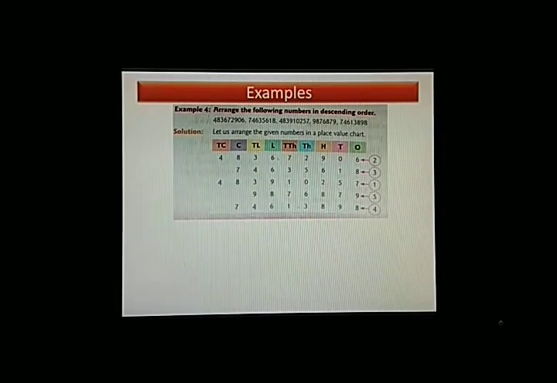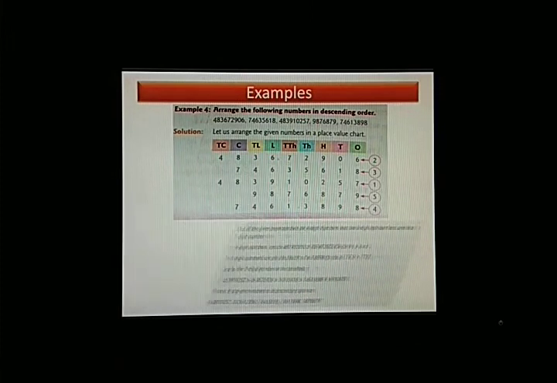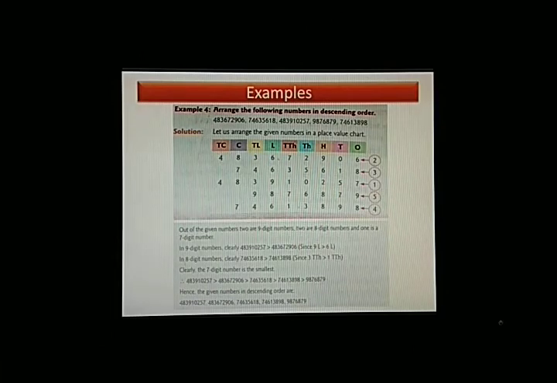Now next example, descending order. It is just the opposite, from greatest to the smallest. So this is also not much difficult to do. It is the same way. We have arranged this in the place value chart. Then we will check the digits, which is greater, which is lesser, using rule number 1 and rule number 2 of order relation. So rule number 1 and rule number 2, or you can say the order relation, is very much important in finding out the ascending or descending order, or which is greater, which is smaller. So in this way we can find it out.